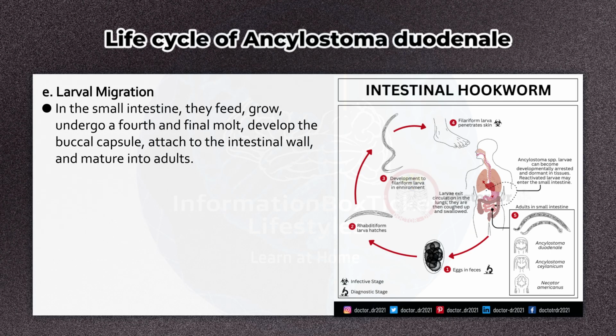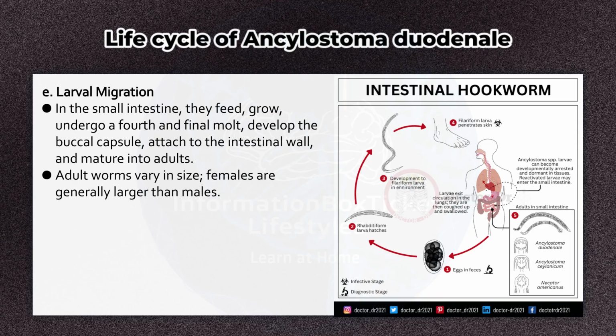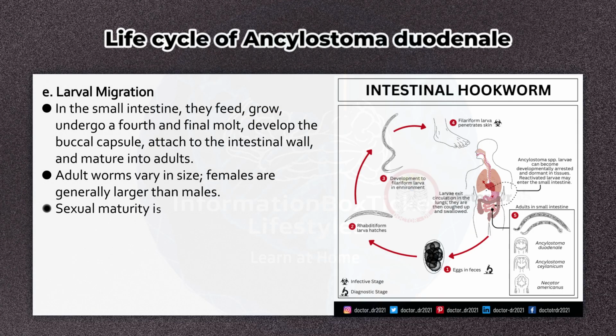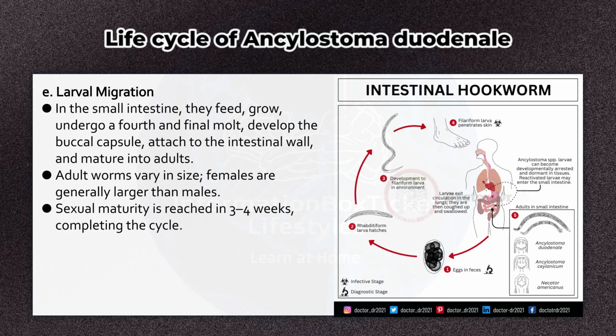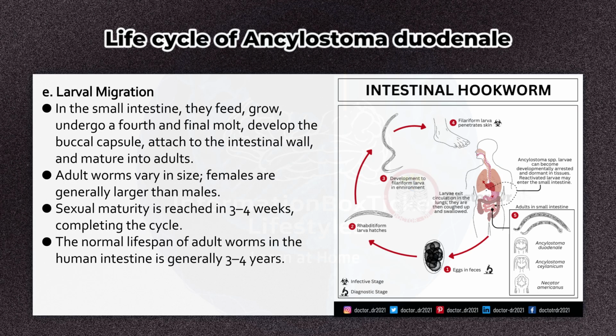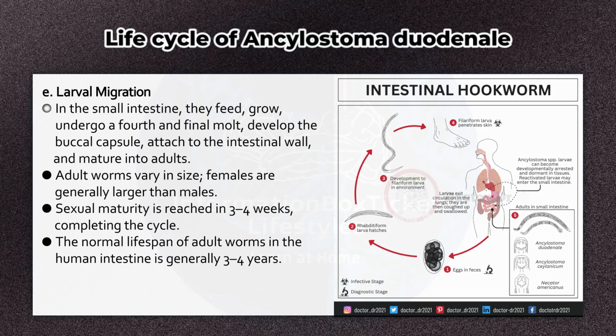In the small intestine, they feed, grow, undergo a fourth and final molt, develop the buccal capsule, attach to the intestinal wall, and mature into adults. Adult worms vary in size. Females are generally larger than males. Sexual maturity is reached in 3 to 4 weeks, completing the cycle. The normal lifespan of adult worms in the human intestine is generally 3 to 4 years.